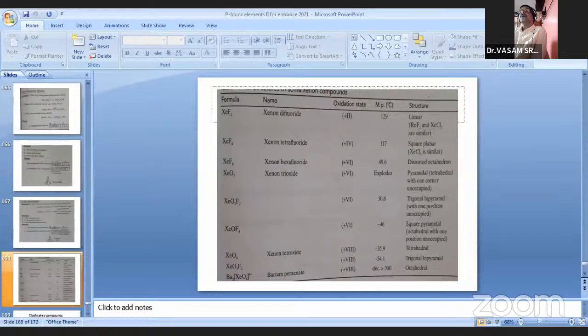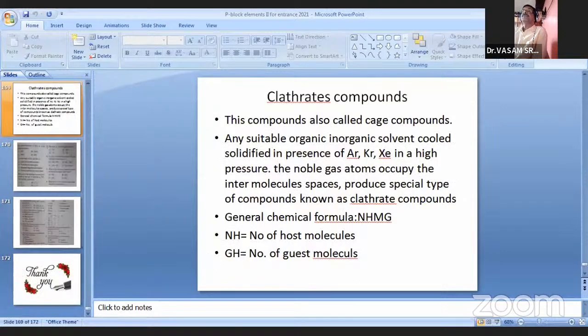And these are all the name, formula, oxidation state, and structures table. XeF2, XeF4, XeF6, XeO3, XeO2F2, XeOF4, XeO4, like this. And the last one is clathrate compounds. Very important, clathrate compounds are also called cage compounds.